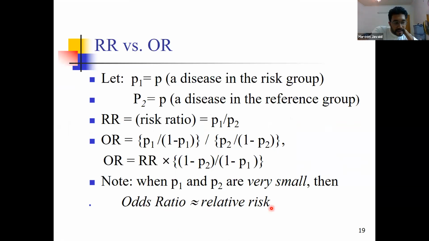Does that make sense? Reference group is equal to non-exposed? Depends on what you're talking about. When you're talking about relative risk, the reference group is non-exposed, yes. But if you're talking about odds ratio, the reference group is going to be diseased or not diseased. So the reference group is going to be the control, which is not diseased. Makes sense, Hamza?